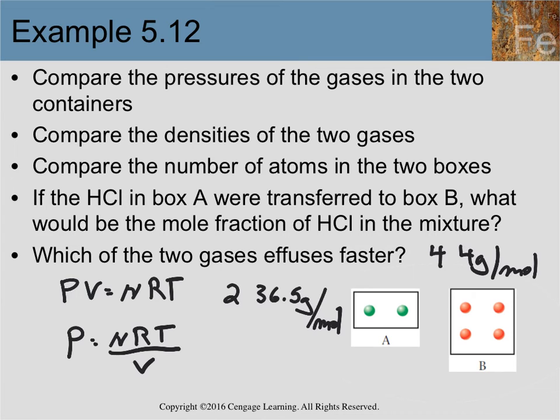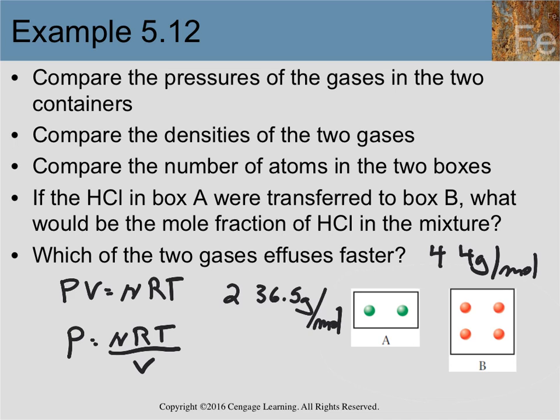The number of atoms in the two boxes. So in the right-hand side, you have 4. And in the left-hand side, you have 2 moles, but each mole is 2 atoms, so that's also 4.